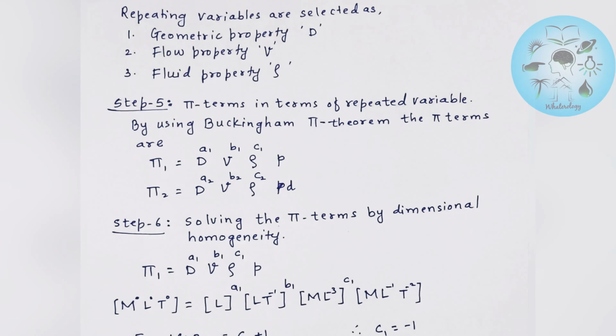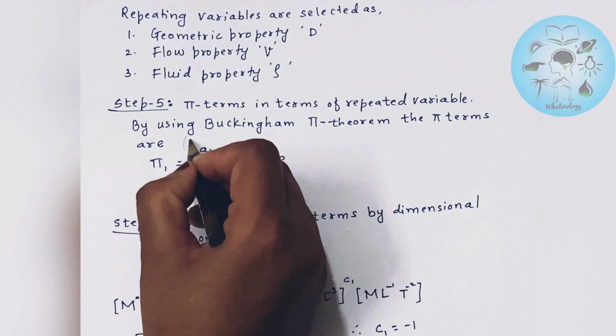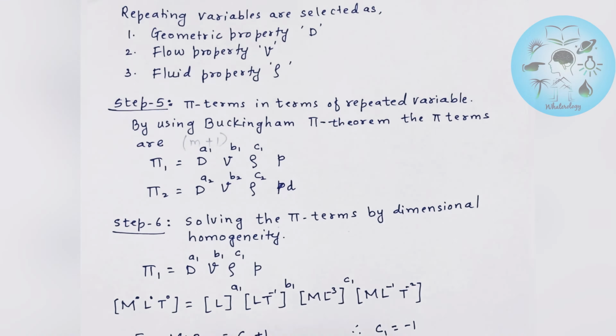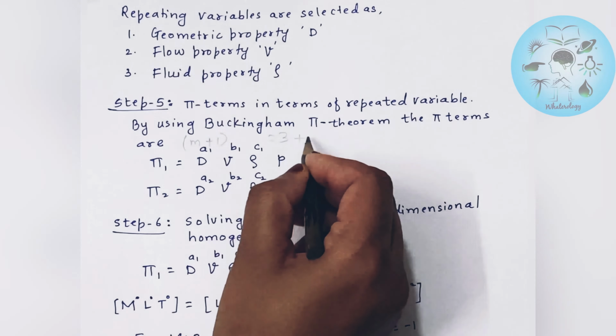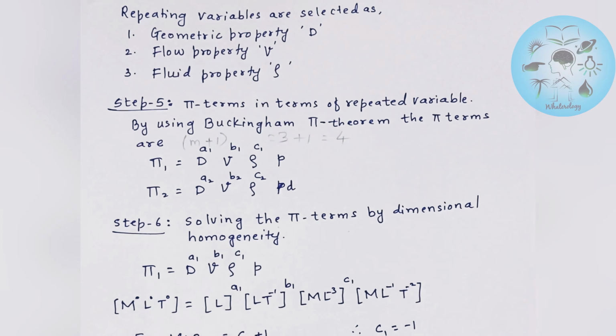So now next we will find out the pi terms. Actually it is not finding, first we create; in the next step we will be solving the pi terms. Now firstly in step number 5 we will be creating the pi terms. So how do we create the pi terms? Each pi term has m plus 1 variables, where m is the number of fundamental dimensions, plus 1. So we are having 3 fundamental dimensions and 1 it is constant. So there are 4, meaning each pi term must have 4 variables.